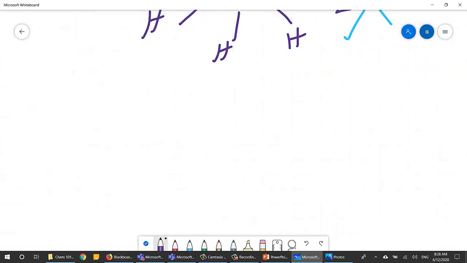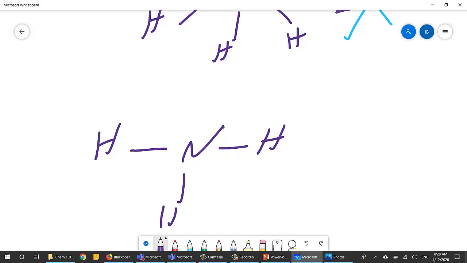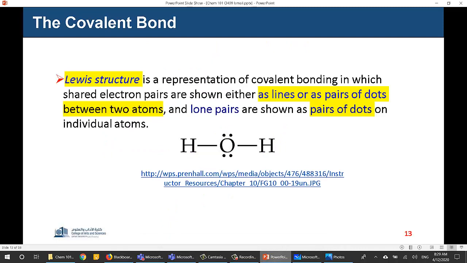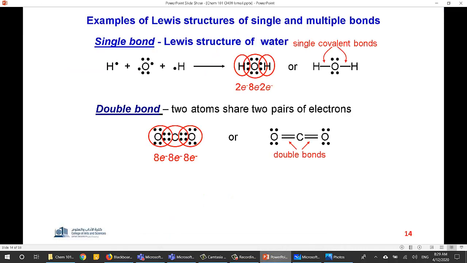So for ammonia, the correct Lewis structure would be something like that. Okay, this is the Lewis structure of ammonia. Or you can draw it however you like, just keeping angles of 90 degrees and 180 degrees for Lewis structures, okay? Even if it's wrong, even if it does not make sense, this is the idea of Lewis.